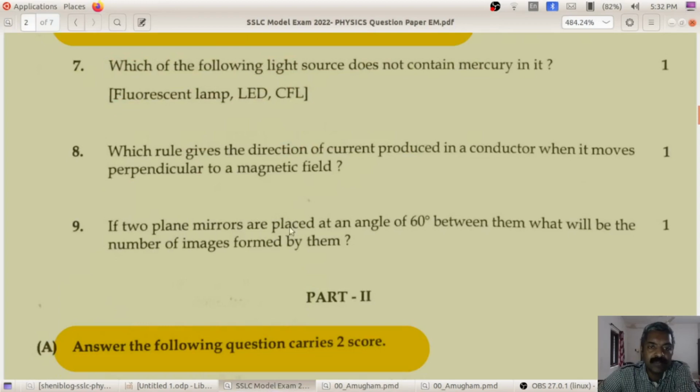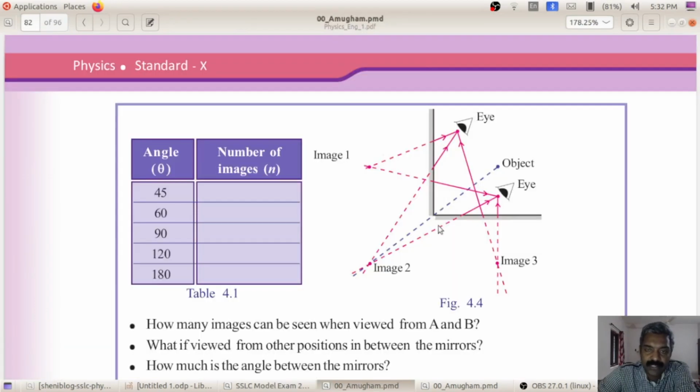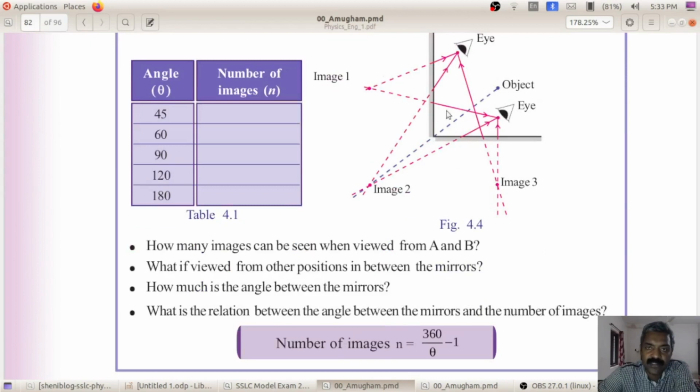If 2 plane mirrors are placed at an angle of 60 degree between them, what will be the number of images formed by them? Look at this picture. Total number of images formed, n is equal to 360 divided by theta minus 1. The angle between them is 60 degree. 360 divided by 60 minus 1, which is equal to 6 minus 1, which is equal to 5.